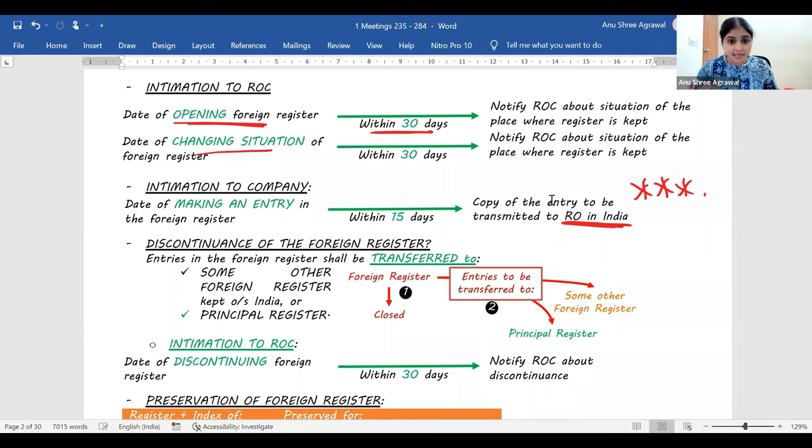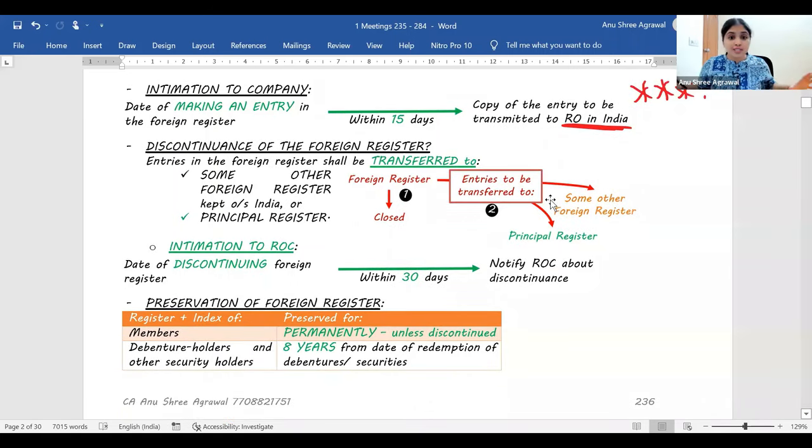Whenever I make an entry in the foreign register, within 15 days, I am supposed to send a copy of that entry to the registered office in India. All right. Once we decide to close the foreign register, what will we do with the entries in the foreign register?